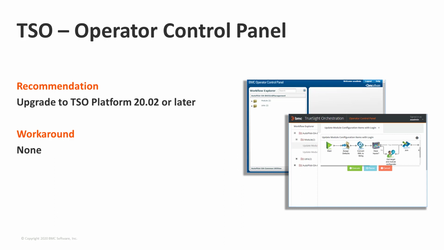The Operator Control Panel, or OCP, is TSO's semi-automation interface. TSO 8.2 and earlier use the Flash version of the OCP. TSO 20.02 switches to a non-Flash version, here on the right. Because the OCP is TSO's only semi-automation interface, there is no alternate method for running semi-automated workflows.